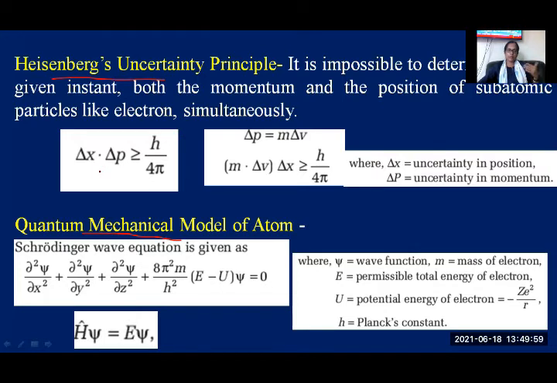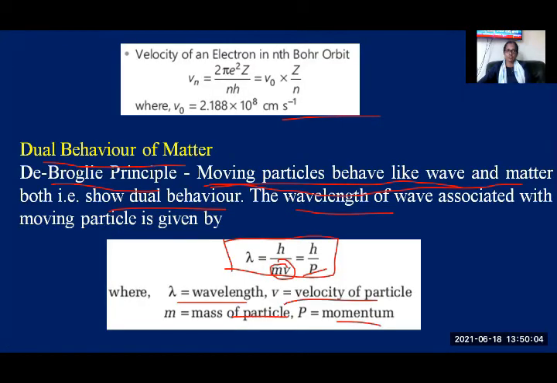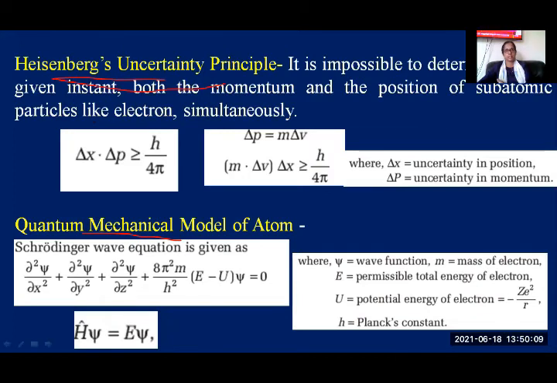Again, what favors this quantum mechanical model is this dual behavior, or de Broglie principle, and another one, the Heisenberg's uncertainty principle. As per Heisenberg's uncertainty principle, it is impossible to determine at any given instant both the momentum and the position of subatomic particles. Not just subatomic, even microscopic particles basically. It is not possible to determine the exact position and the momentum of the particle.